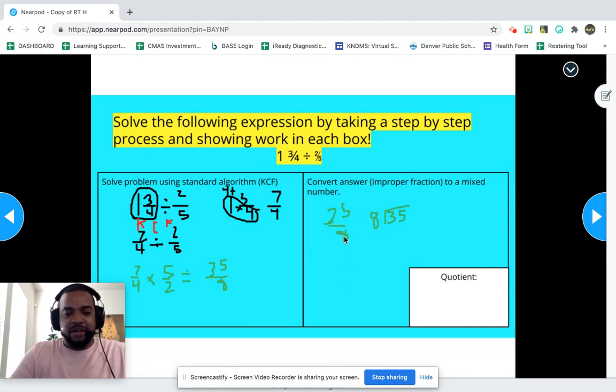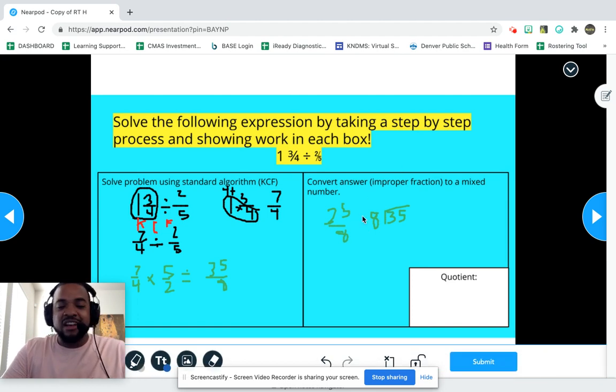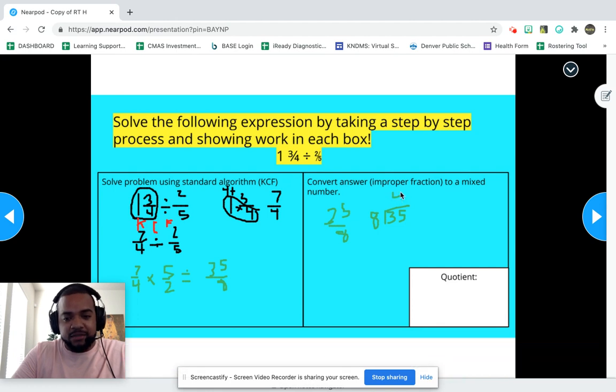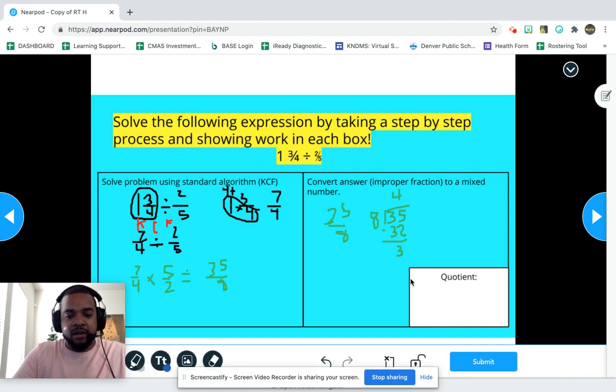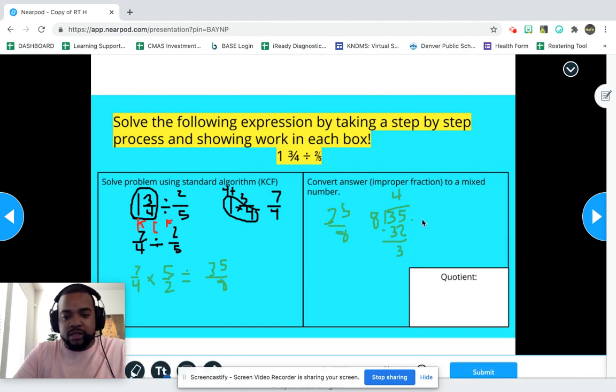So my denominator goes outside the house. I want to make groups of 8 with 35. So 35 is my total. How many groups of 8 can I make with 35? So if I think about it, I can make at least 4 groups because 4 times 8 is 32. Well, now that those 32 are in a group, I want to figure out how many I have left. Well, I have 3 left. And I know that I have all the information I need to turn this into a mixed number.